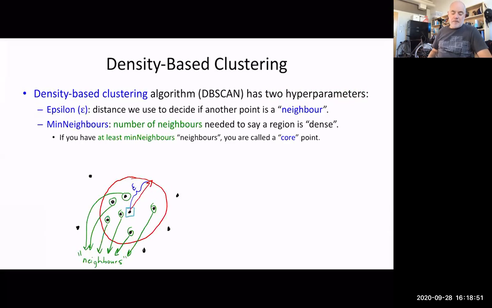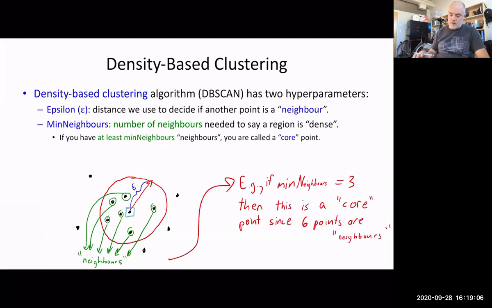The second hyperparameter is min neighbors. It's the number of neighbors needed to say that a region is dense. So if you have at least min neighbors, you're called a core point. This is just some terminology, right? So if min neighbors here is 3, well, we've got more than that, we've got 6. So this point is a core point. Okay, cool.